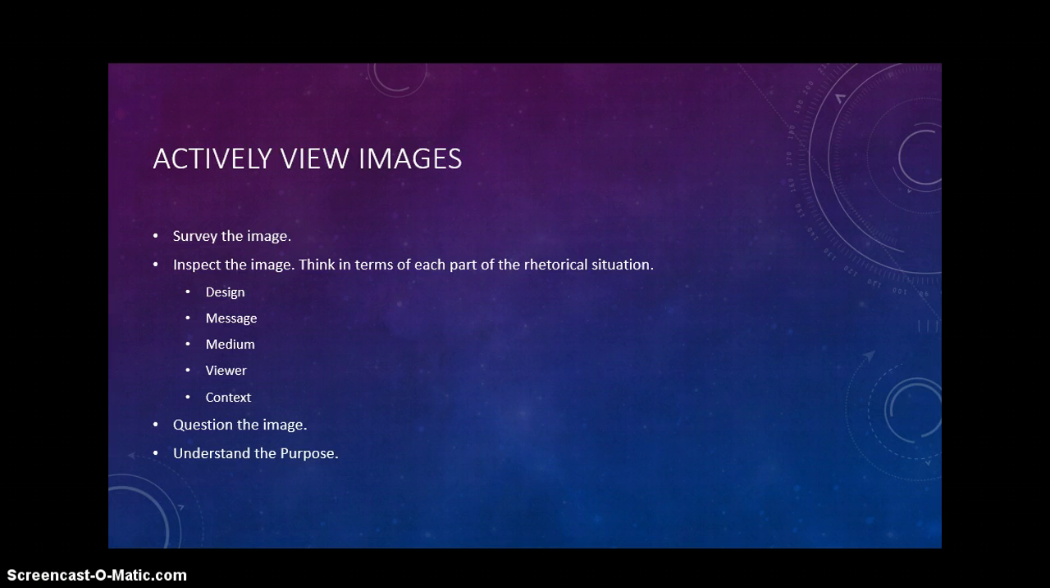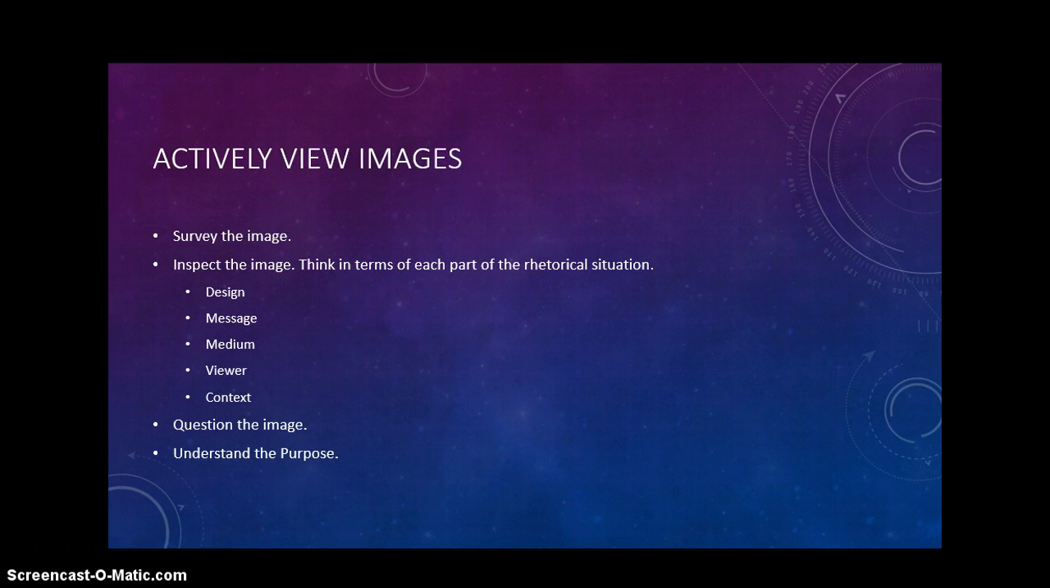Make assumptions, but then you must question those assumptions. Assumptions are, again, based on little to no information. So upon that first survey and scanning, you want to make some assumptions, but then be willing to question those assumptions. Question the design, message, medium, the targeted audience, and if applicable, the context.